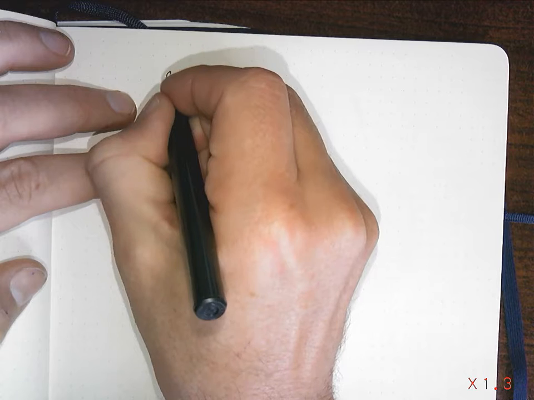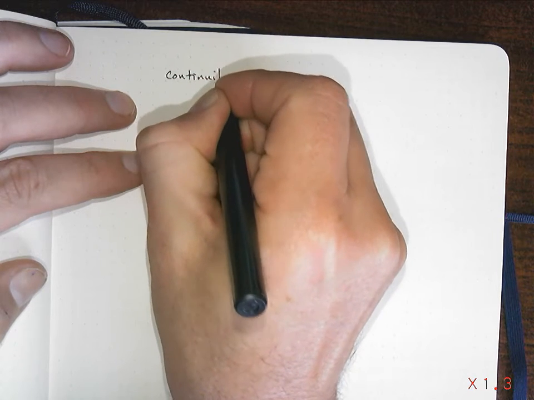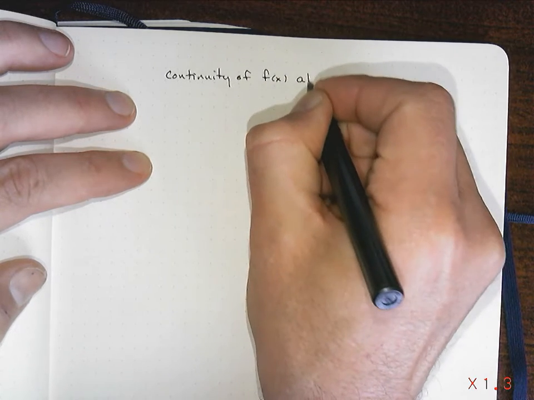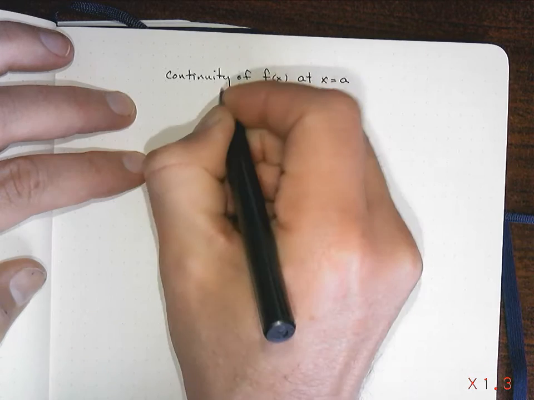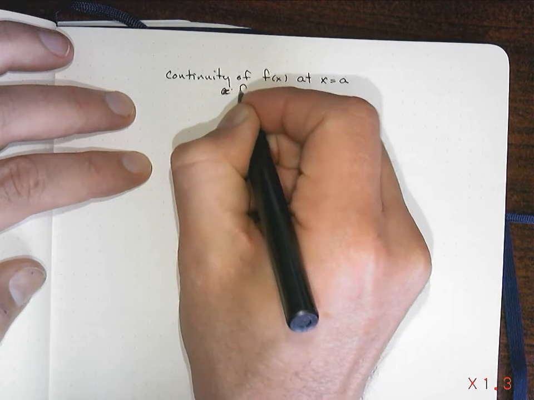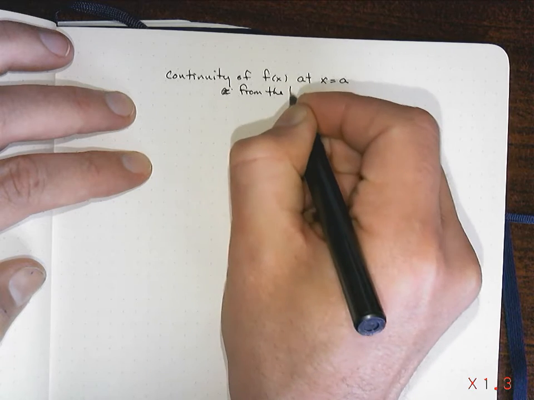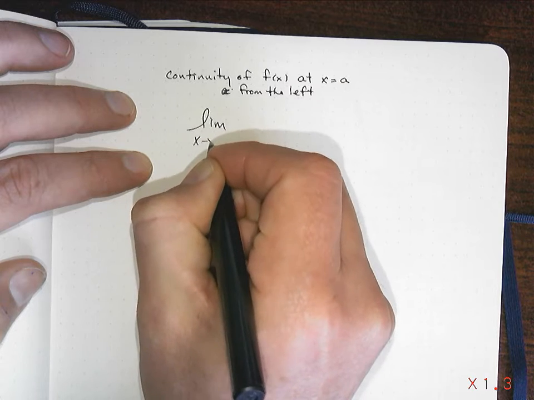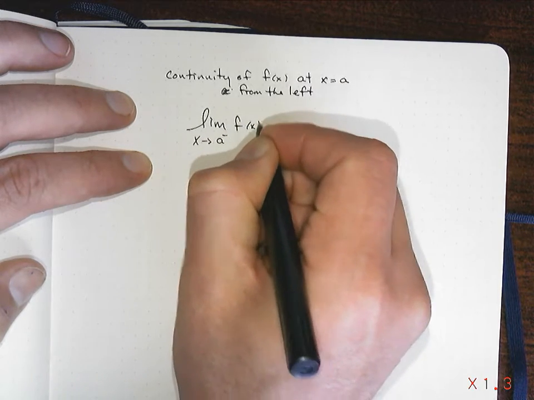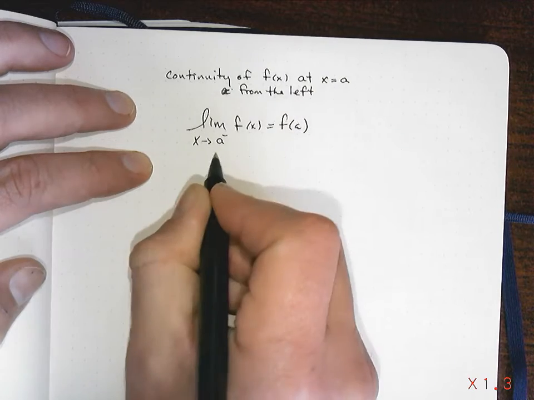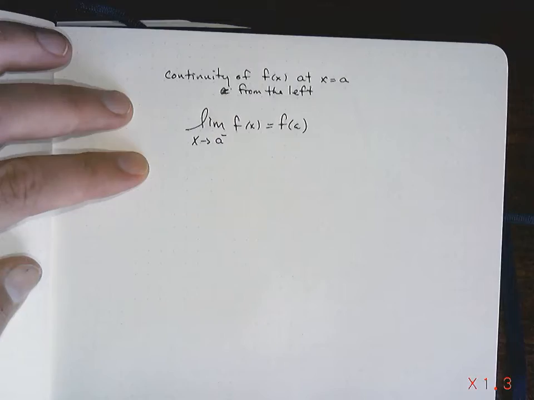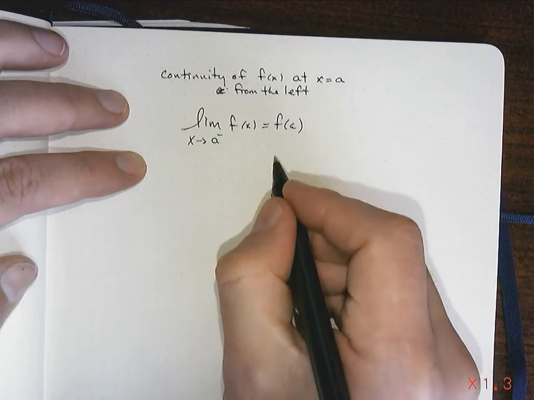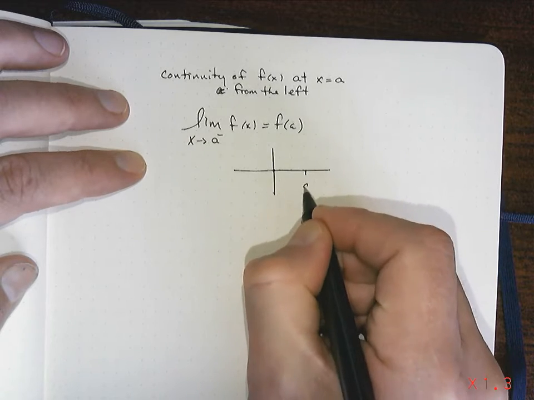So if I'm looking at continuity of f of x at x equals a from the left, then what I'm talking about is this changes. And I hope you understand that. This is now a very different saying than continuity from the left and the right. This would just be continuity from the left, and it would be something like this.